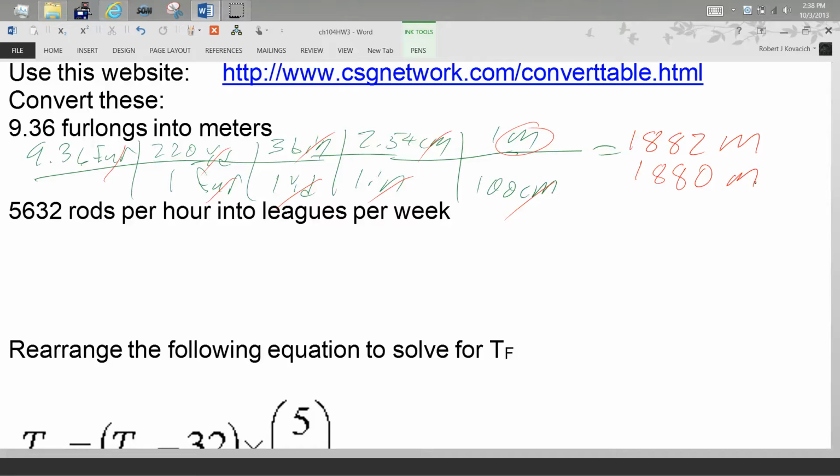I could have added an extra step here. I could have gone from 1 yard into 3 feet, and then 12 inches into a foot. But I didn't have to. That's why I said I skipped a step there. There are 36 inches in a yard, so 3 feet in a yard, 12 inches. So I did one little calculation in my head.